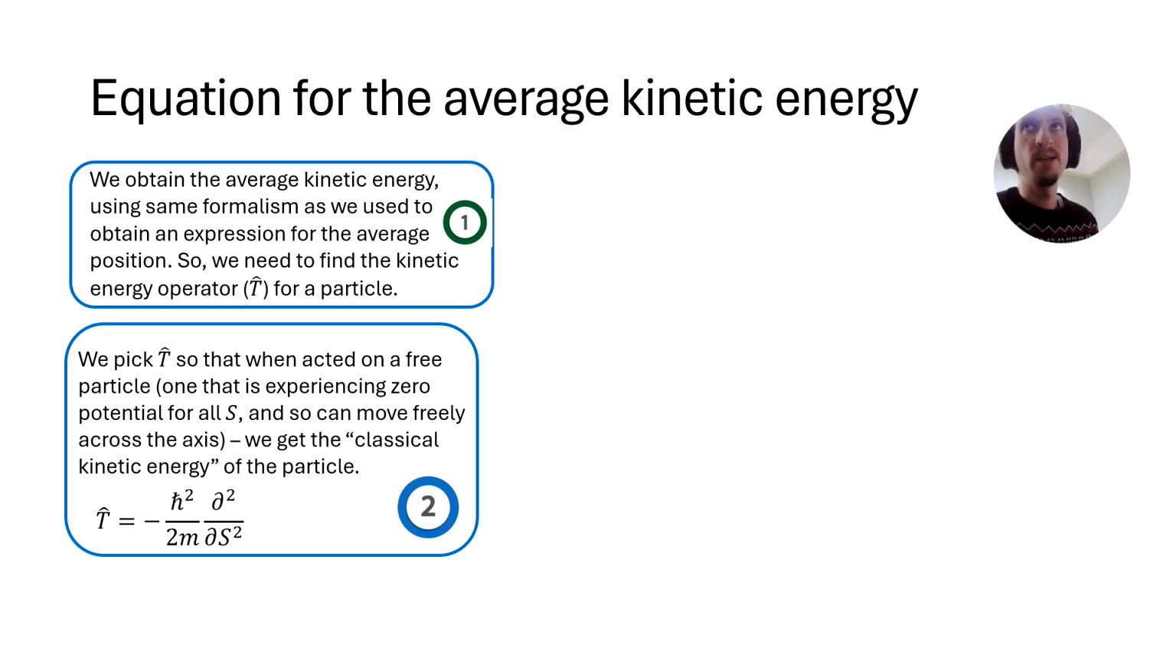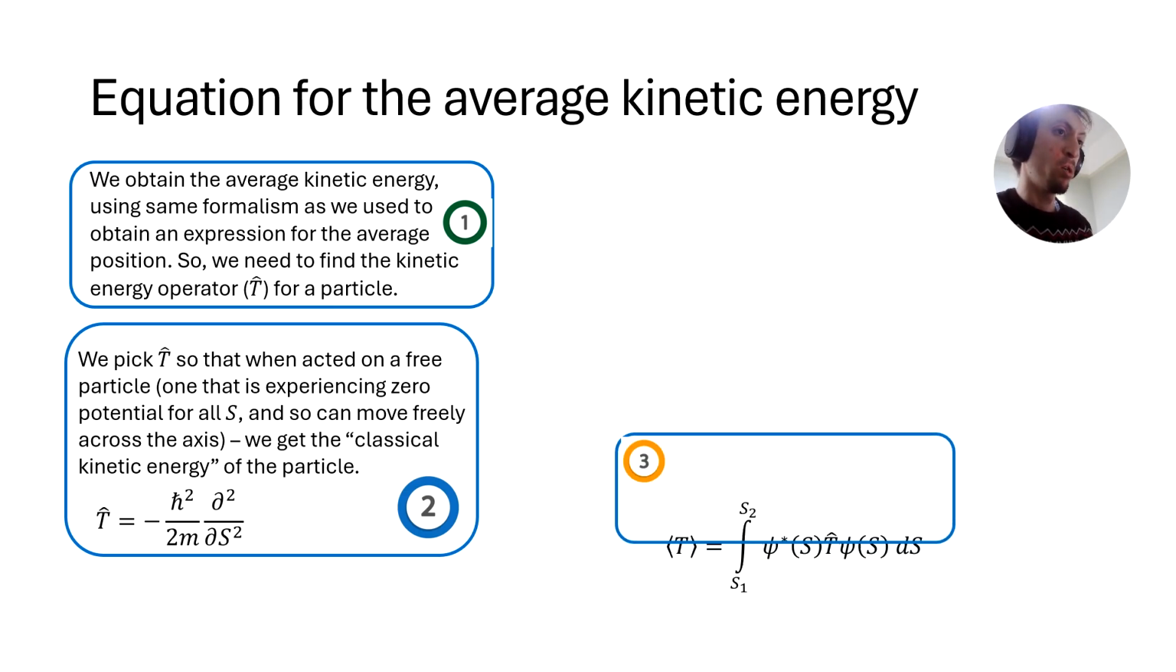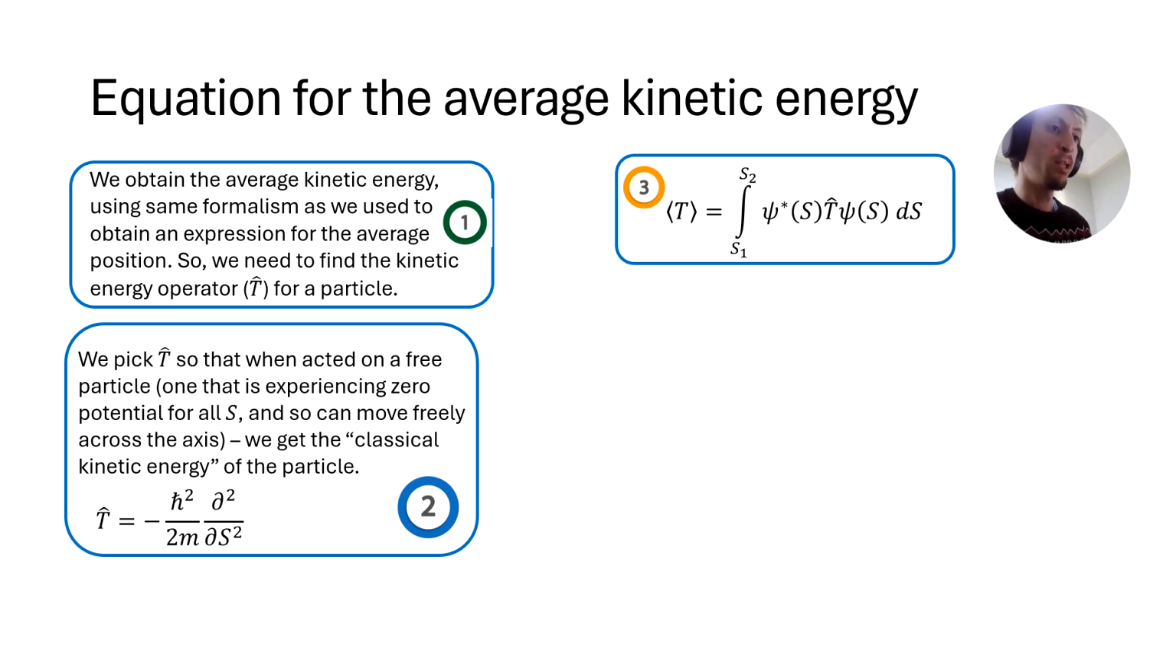And for them, the kinetic energy does not obey the kind of classical relationship between kinetic energy and velocity, at least if we're thinking of velocity as the rate of change of the particle's average position with respect to time. But now we've got this kind of operator for kinetic energy, we can apply it to all kinds of particles, including stationary state particles, and use it to find the average kinetic energy.